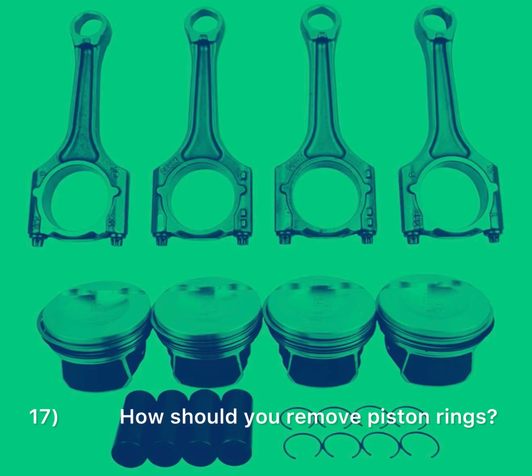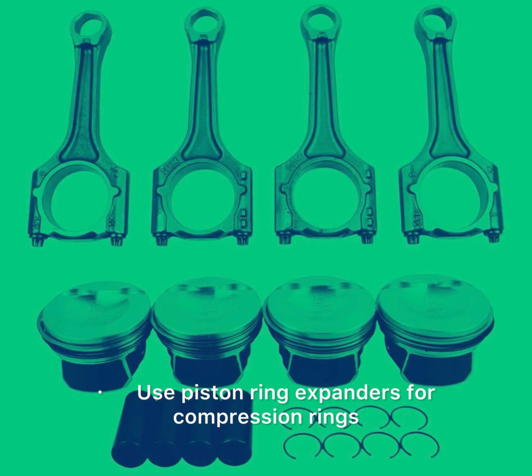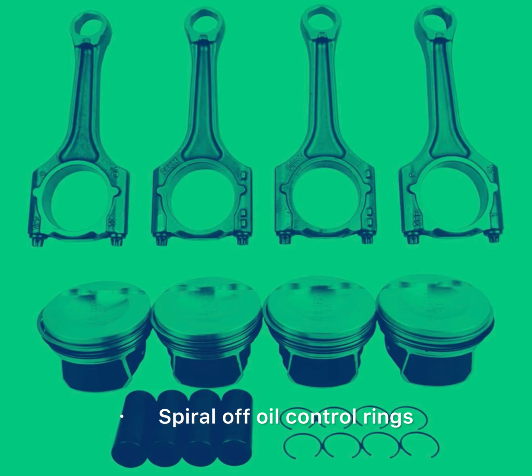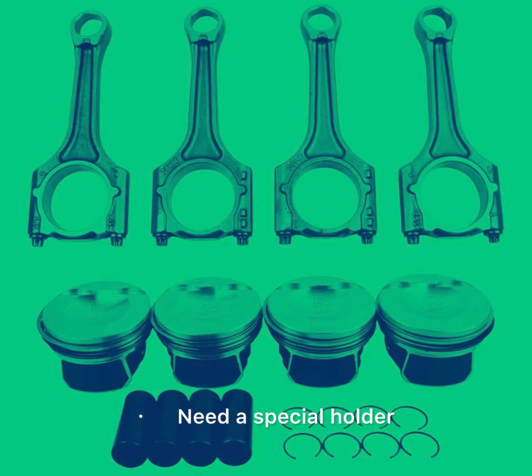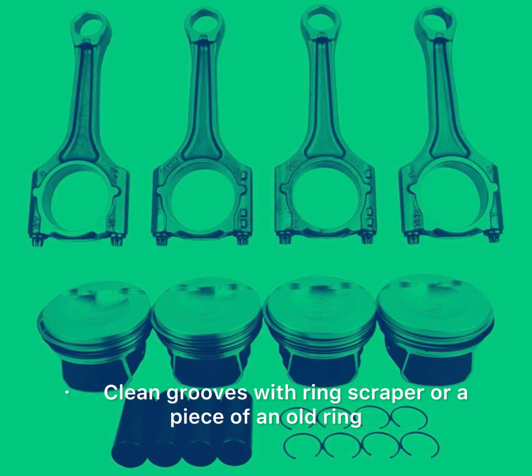17. How should you remove piston rings? Use piston ring expanders for compression rings. Spiral off oil control rings. 18. How are pressed piston pins removed from the connecting rod? Need a special holder. Use a press. 19. How are pistons cleaned? Pressure washer, light plastic brush, solvent tank, clean grooves with ring scraper or a piece of an old ring.